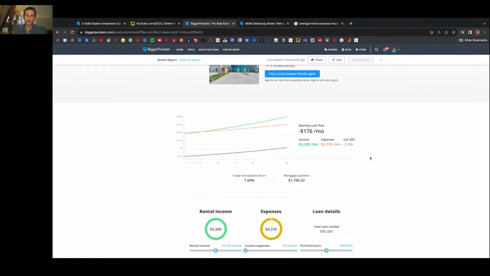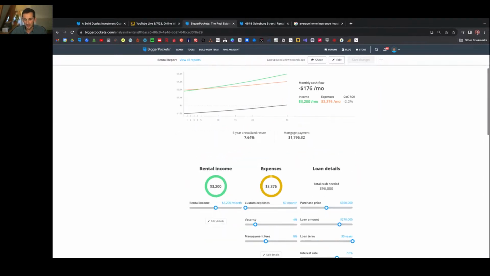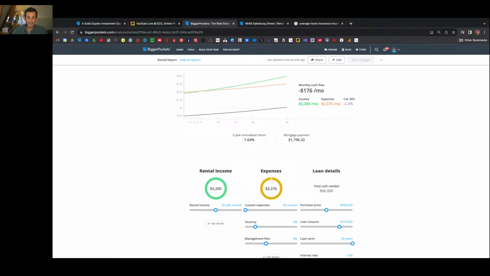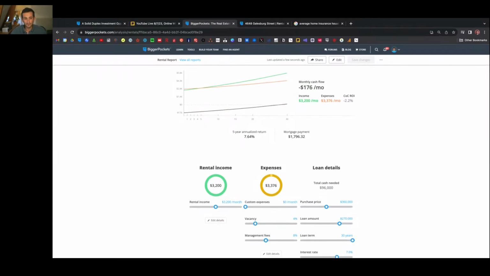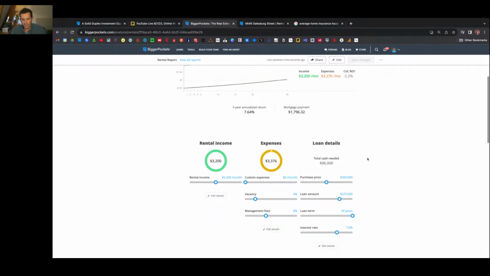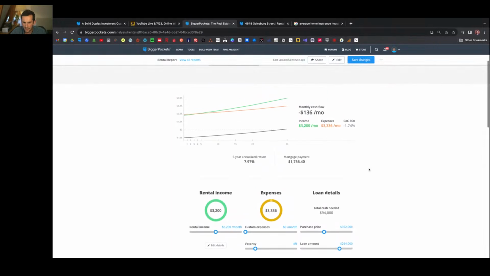But I want to show you a couple of things here as we've talked about. We already said that perhaps we could get this property for 2% cheaper, maybe even more. 2% is the average. So let's just see what happens if we lower it. 2% of 360,000 is 7,200, so right around here would be 2% less. Okay, it's got a little better. Our cash on cash return went from negative 2.2 to negative 1.7.